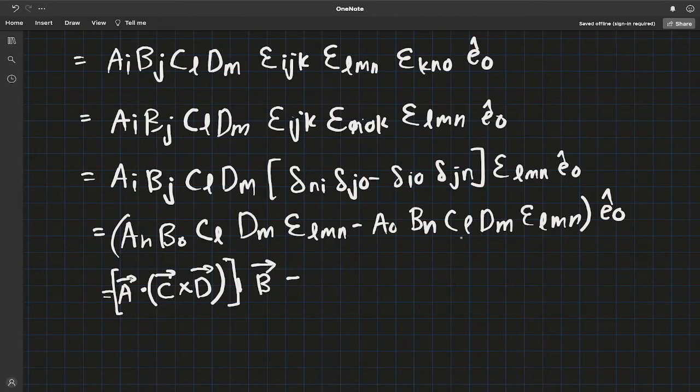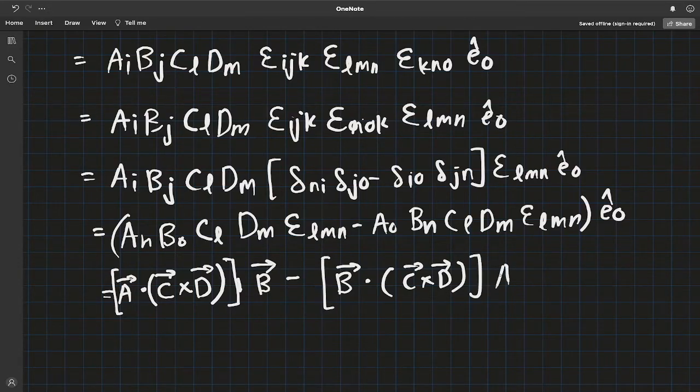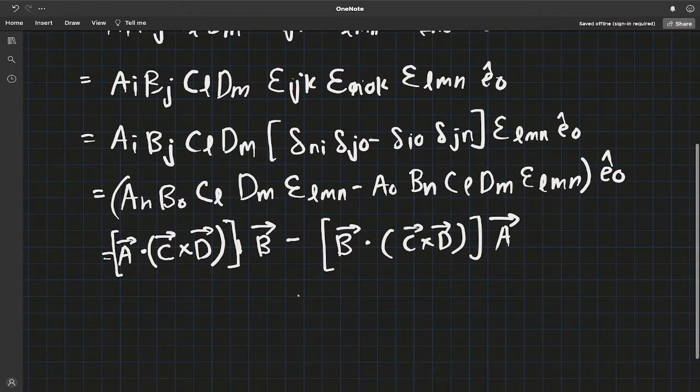Minus, we can do a similar observation here. L, M and N. So we have a B dotted with C cross D and an A vector. This is still only one expansion, one possibility.